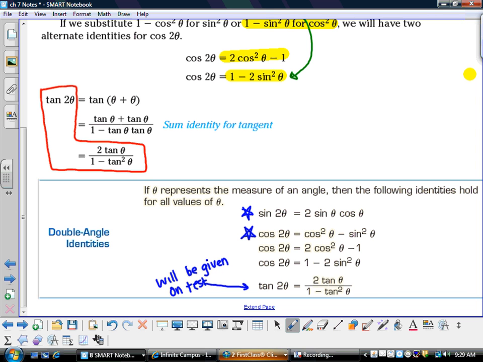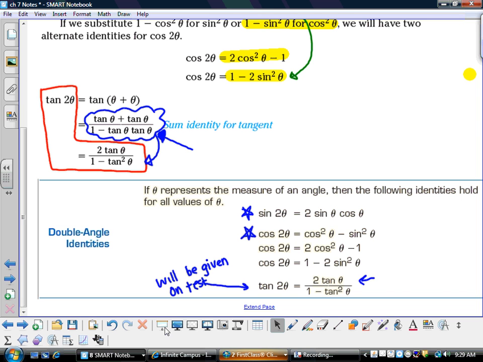Now what I'm going to do on the test, I will give you this one. But once you have that one, you can do the double angle one, no problem. So yesterday I told you I would give you this identity for tangent. Once you have that, you need to be able to use it to get the double angle for tangent. So I'm not going to write this exact formula on the test. I'm going to write the one from yesterday on the test, and you have to be able to use it to get this one.